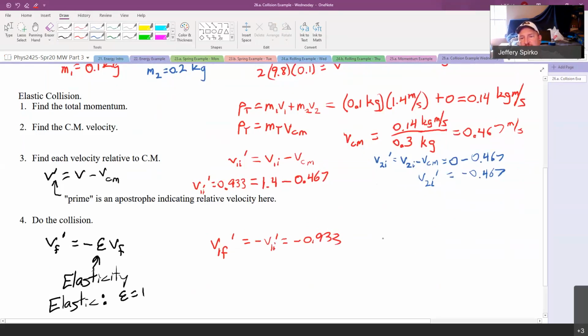Let's do the collision for object 2. v2 final prime equals minus v2 initial prime equals plus 0.467. So all we have to do is take the initial velocity relative to the center of mass and reverse the direction. The initial velocity relative to the center of mass for object 1 was 0.933. We reverse the direction to negative 0.93.